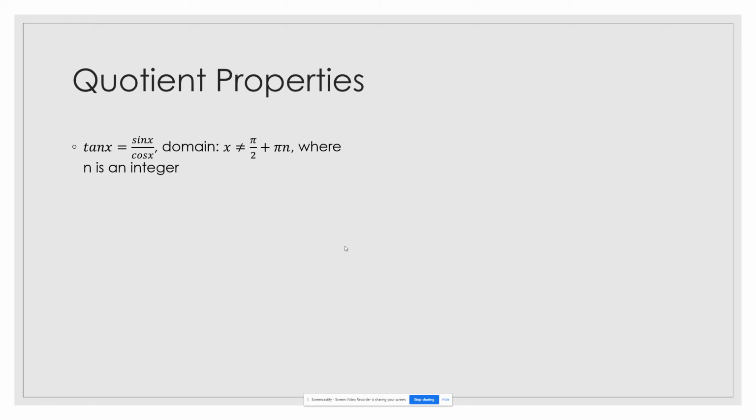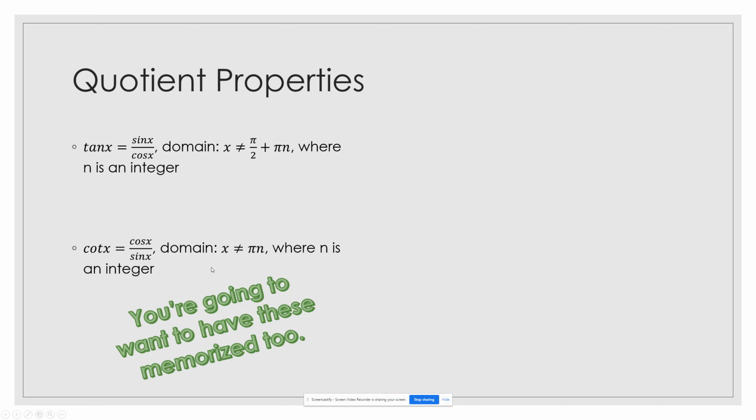Of course, you have to keep that domain where x cannot equal pi over 2, because at pi over 2, cosine equals 0, and then every pi thereafter. The other quotient property is cotangent is cosine of x over sine of x. And the reason why is because this is a reciprocal of this, and reciprocal means to flip. And for this one, our domain is x cannot be pi because that's when sine equals 0, and any pi after that. You're going to have to memorize these two.